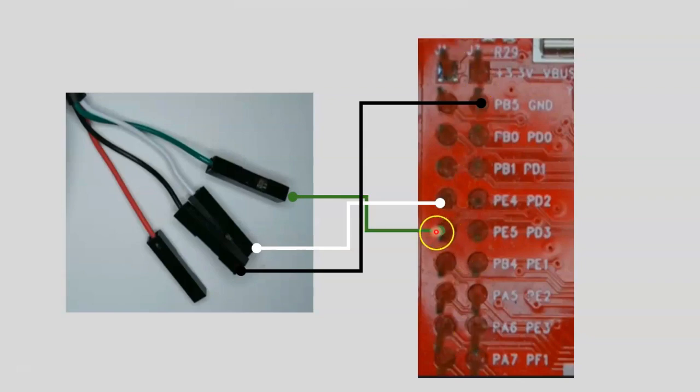All right, so this pin here is PE5, and the white cable pin is connected to PE4, port E bit 4, which is this one here, and then the black cable is connected to the ground, GND, which is this pin here on this row here. All right, so these are the three connections.